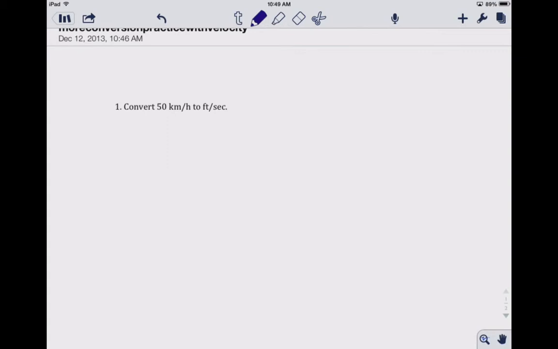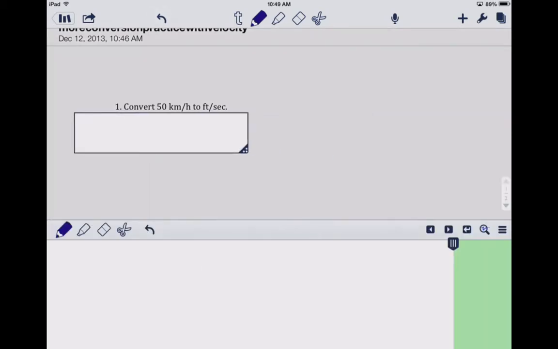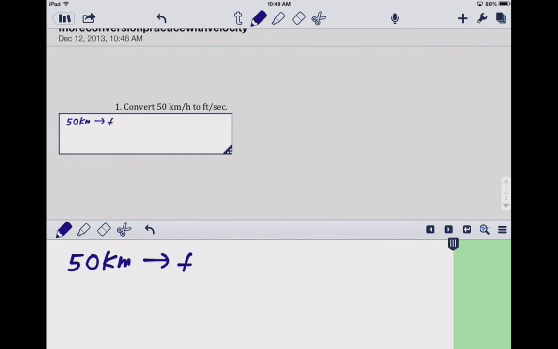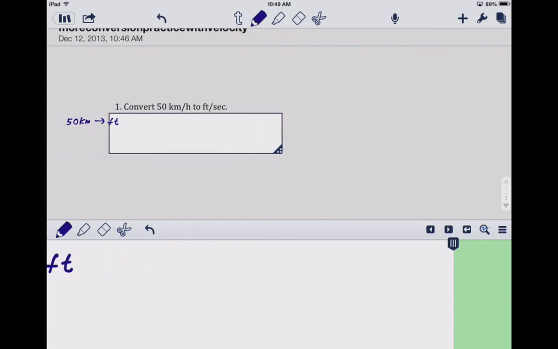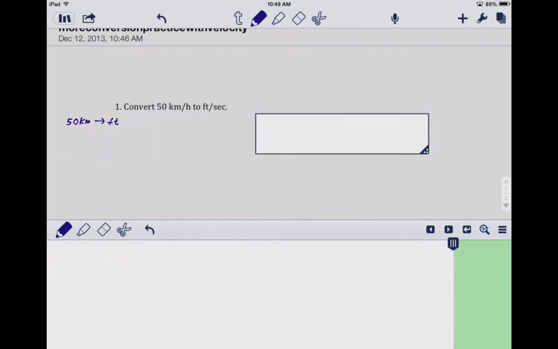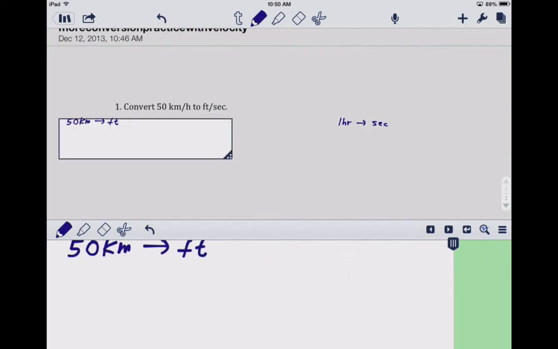I'm going to approach this in two steps. First, I'm going to convert 50 kilometers to feet. And then later on, I will tackle hours, 1 hour, to seconds. That's actually a pretty easy one to do. Let's do the harder one first.